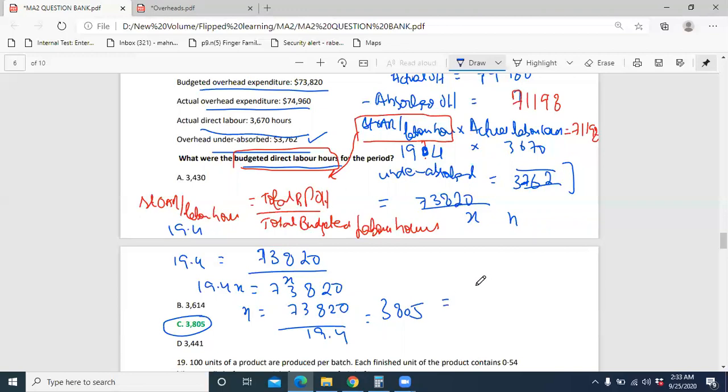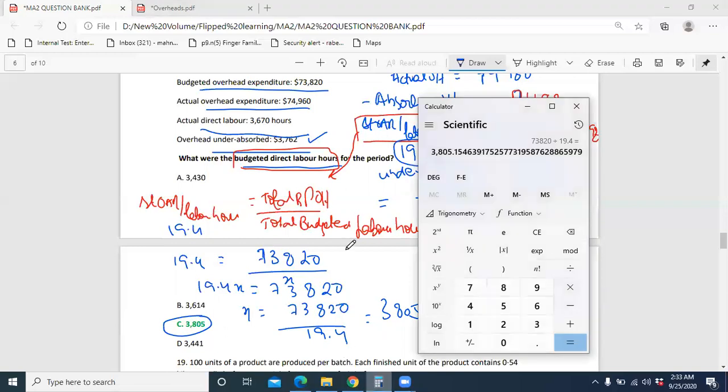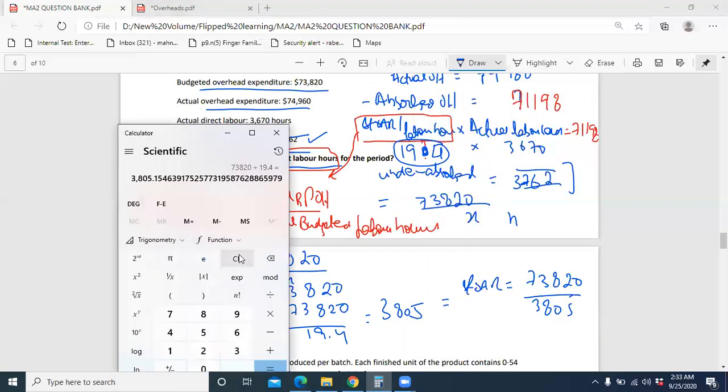Now, if I calculate my standard OAR, just to check whether it is right: budgeted production overhead divided by budgeted labor hours, 3805. Does that give the value of 19.4? Just to check.